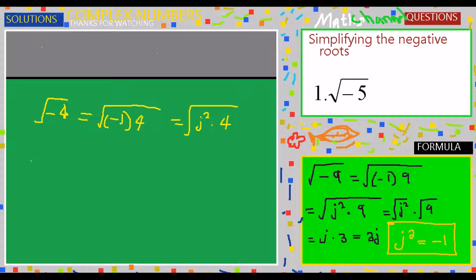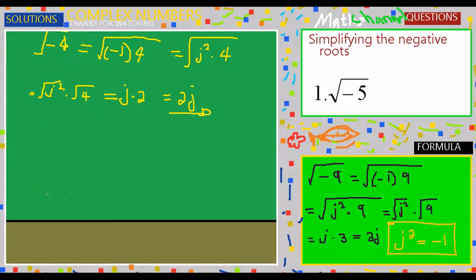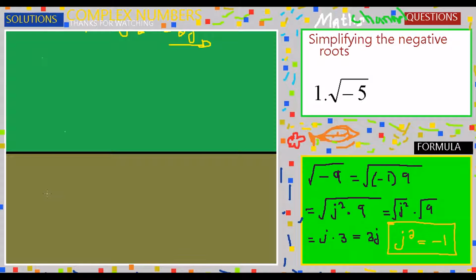Like this, and then we'll split. You have to split, which is allowed, and we have something like this. Then the square root of j square is j, and the square root of 4 is 2, so you answer 2j. If you come across a problem like this, you will deal with it like this as a complex number. Let's check the first one as it is given here.